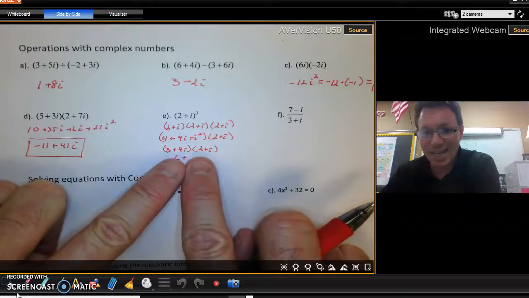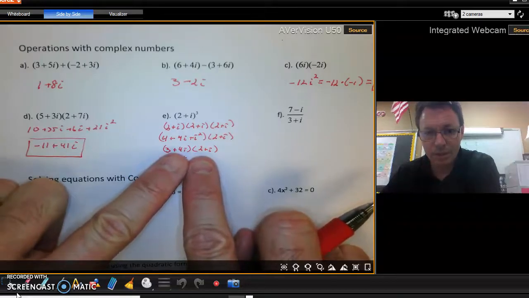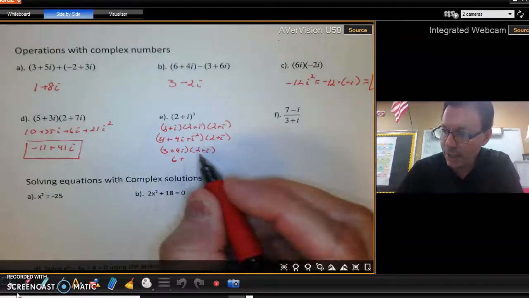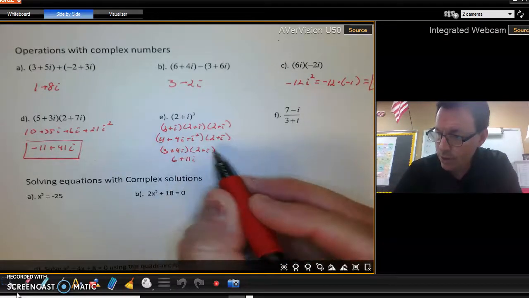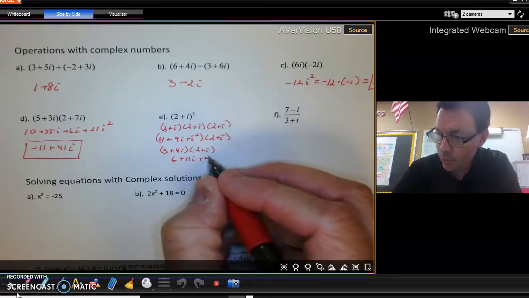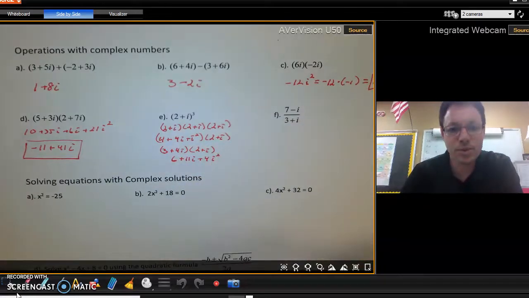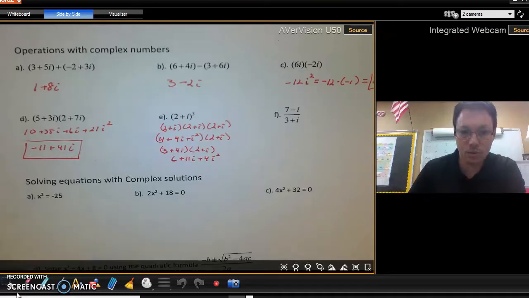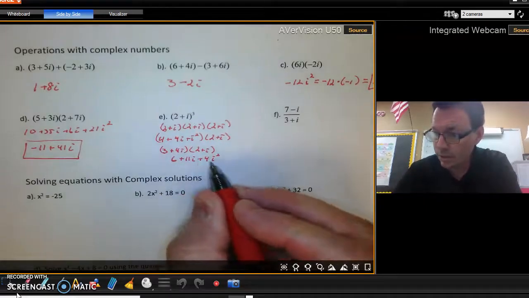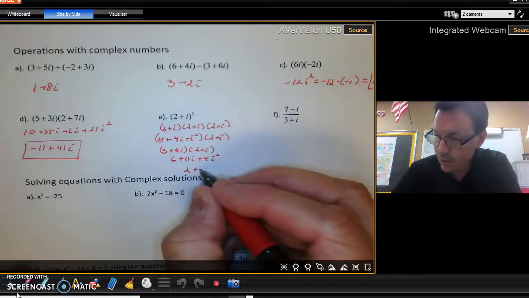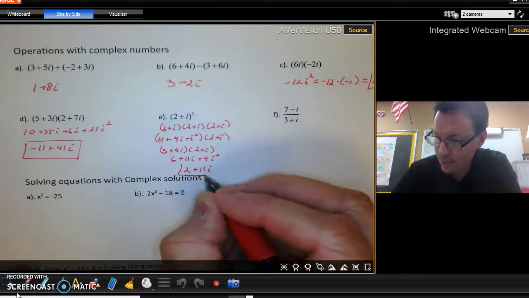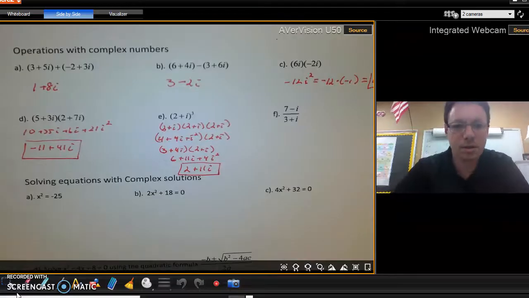That's going to be 8i when we multiply the inner. So 3i and 8i is going to be 11i. And then 4 times i is going to be plus 4i squared, which is actually minus 4. So 6 minus 4 is 2 plus 11i. And that is the solution of 2 plus i cubed.